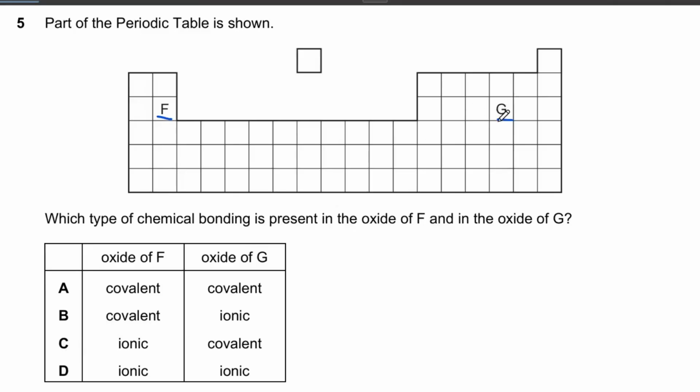While G is a non-metal, the oxide of G is going to be a bond between a non-metal and a non-metal, because oxygen is also a non-metal, and that means it's going to be a covalent bond.